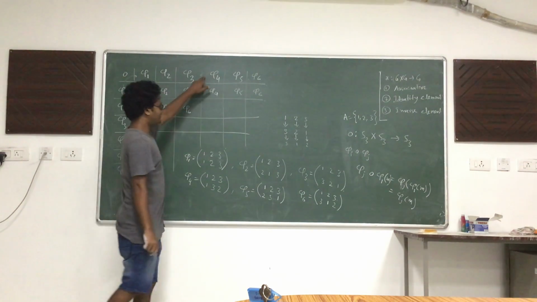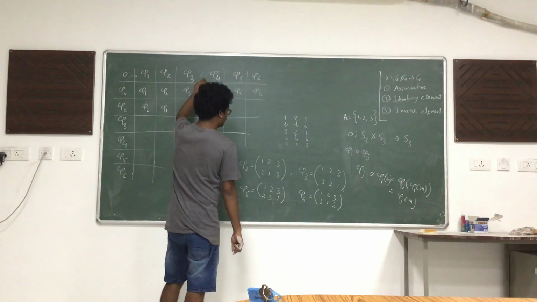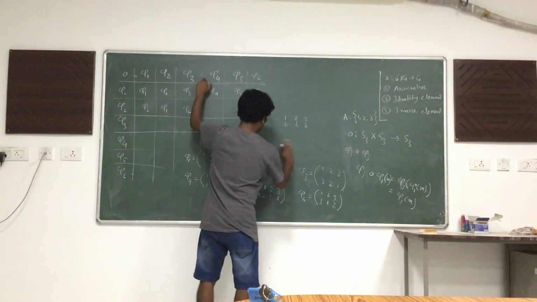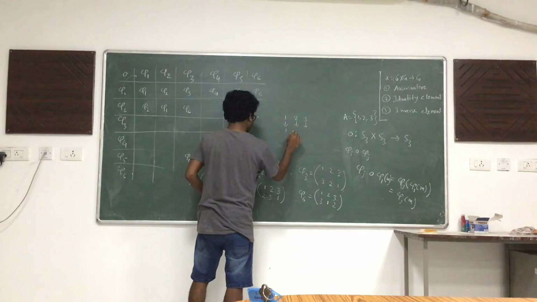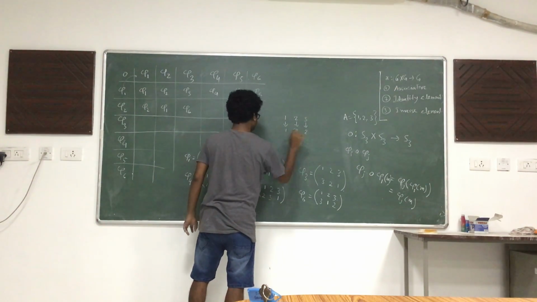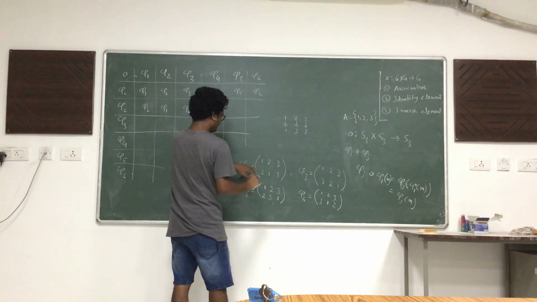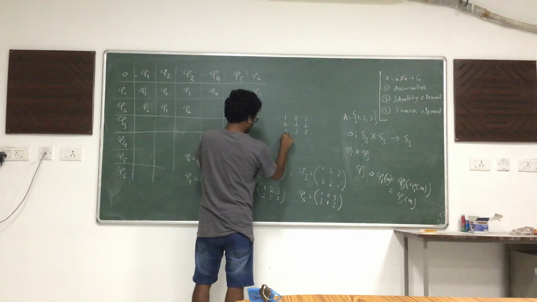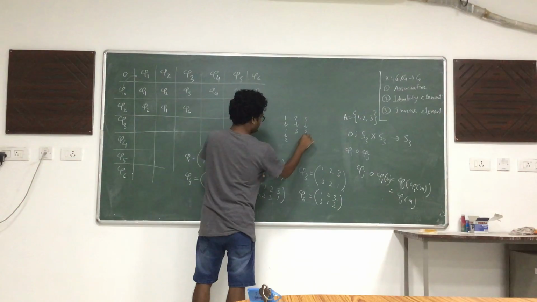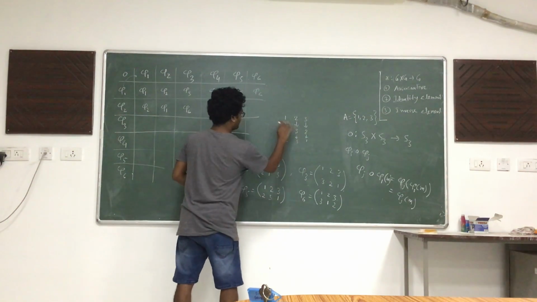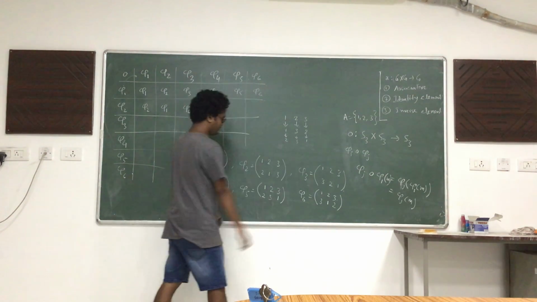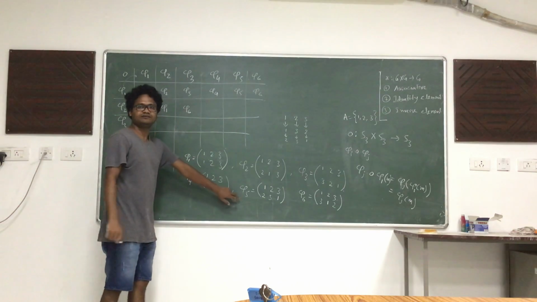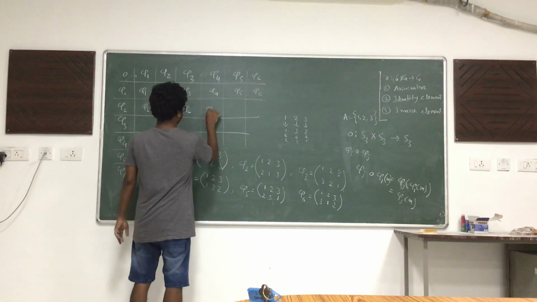What is phi 2 compose phi 4? Again we can do the same way. 1, 2, 3: 1 goes to 1, 2 goes to 3, 3 goes to 2. And then we apply phi 2 on it: 1 goes to 2, 2 goes to 1, 3 goes to 3. This part is the same in all the cases. So 2, 3, 1. Which one is this? Phi 5.